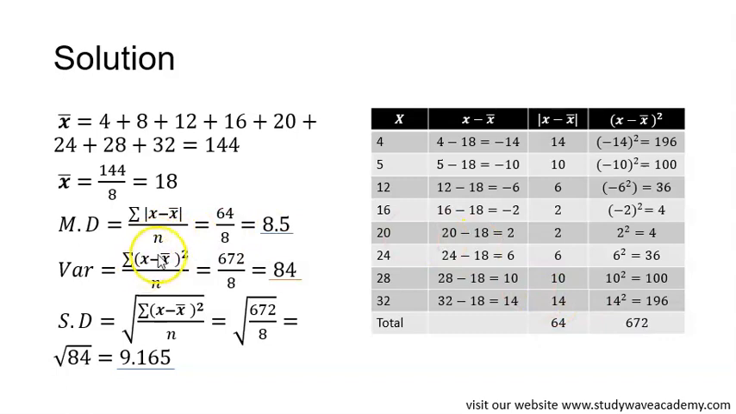So the sum of x minus x bar raised to power 2 is 672 over the number. Remember the number, 1, 2, 3, 4, 5, 6, 7, 8, right? Over 8. So 672 divided by 8 is going to give us what? You can use your calculator or the long division method, whichever one you want to use. 672 divided by 8 is going to give us 84. So we have gotten our variance, okay? Our variance is 84. Do you understand?